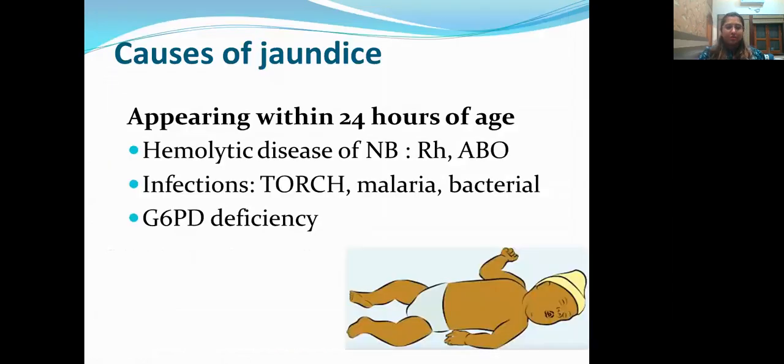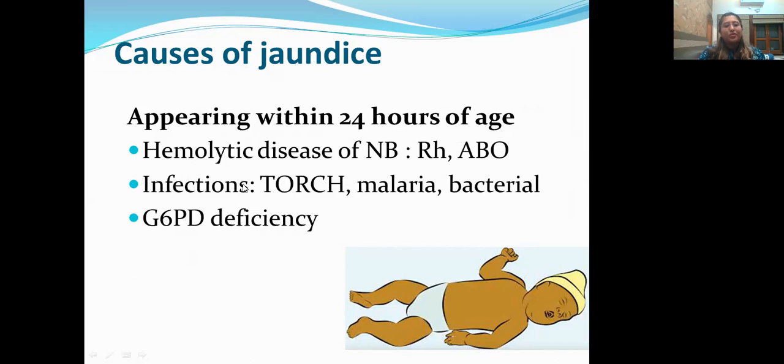Now coming to the causes of jaundice. Here we have divided the jaundice based on the time of appearance. Appearing within 24 hours of age is going to be pathological jaundice, and the most common cause of that is hemolytic disease of the newborn, which could be because of RH incompatibility or ABO incompatibility. In ABO incompatibility, it's mainly when the mother is of O blood group and the baby is of A or B blood group. Whereas in RH, it's when the mother is RH negative and the baby is RH positive.